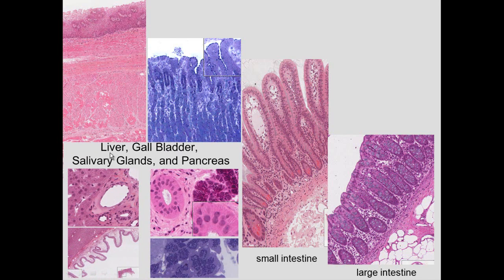And then today we talked about the liver, gallbladder, salivary glands, and the pancreas. The striated ducts that you saw in the salivary glands, you do not have in the pancreas. They are in the salivary gland to make the saliva hypotonic.